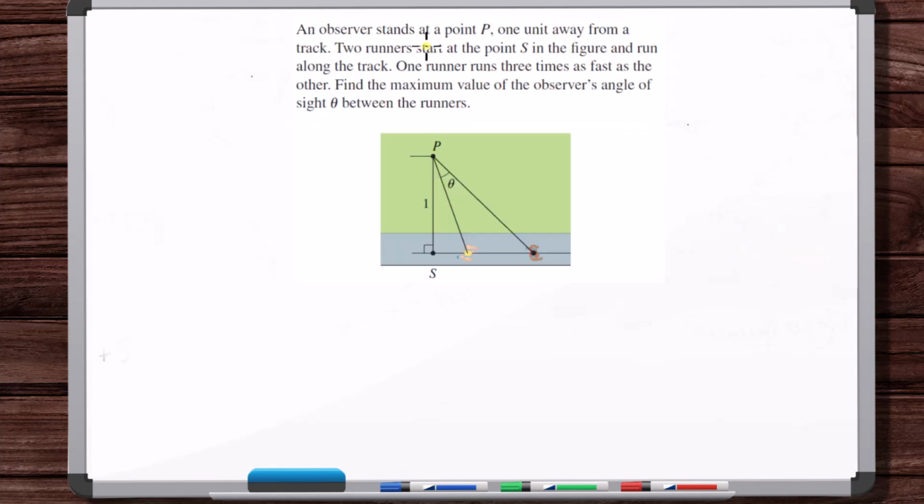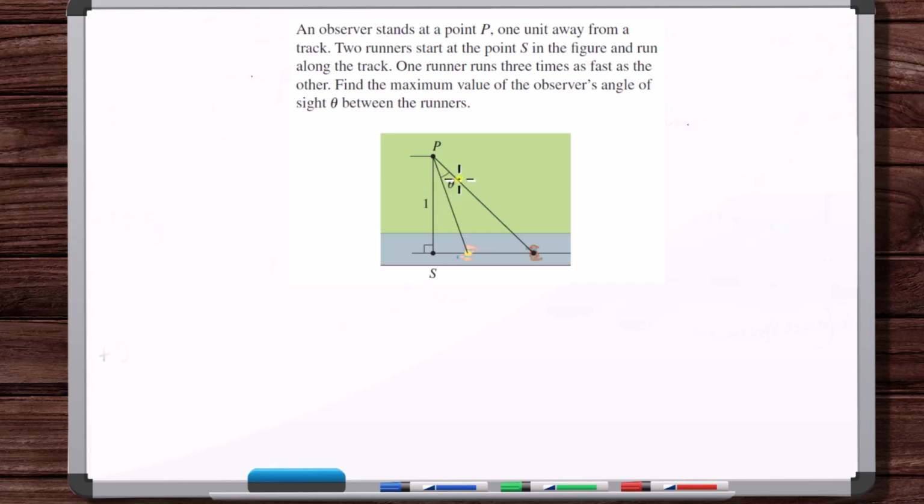An observer stands at a point P, 1 unit away from a track. Two runners start at the same point S in the figure and run along the track. One runner runs 3 times as fast as the other. Find the maximum value of the observer's angle of sight theta between the runners.